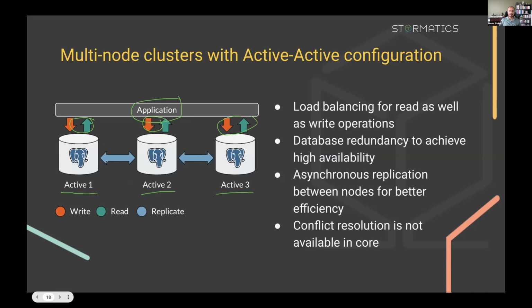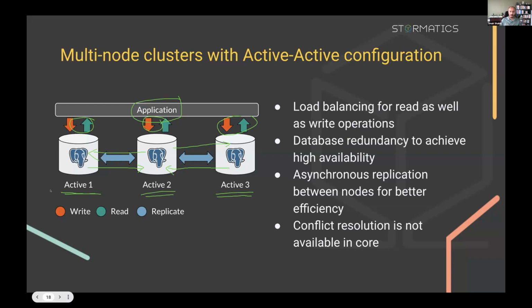So data from active 1 goes to active 2, and data from active 2 goes to active 1, as well as to active 3. And active 3 is transferring data to active 2, which then can also replicate that data back to active 1. So all of the data is being replicated, but each of these active nodes has its own storage engine. Each of these active nodes is a complete database server by itself.